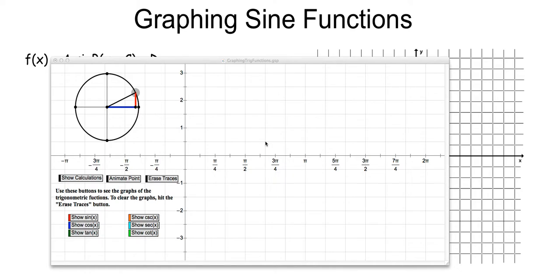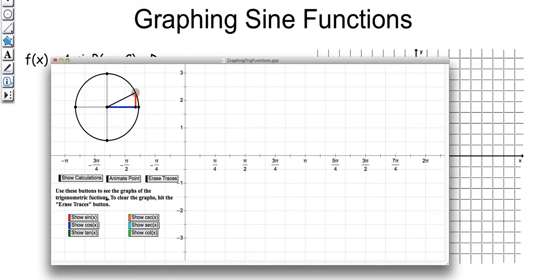So in this video, we're going to talk about how to graph sine functions and where the sine function and the sine wave comes from. The first thing we're going to do is take a look at this unit circle up here on the graph. Don't worry about where it's located right now. Just imagine it has a radius of 1.